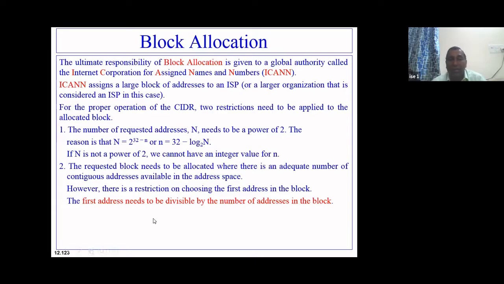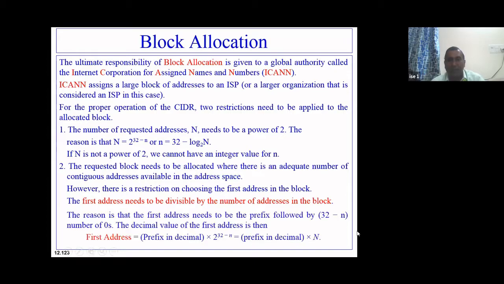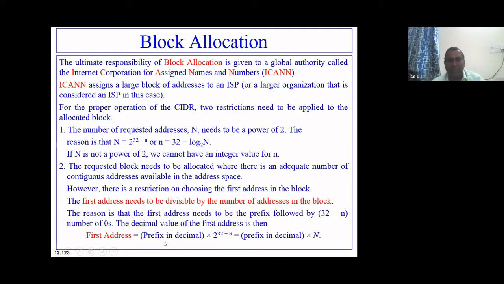The second restriction they have imposed is that the first address needs to be divisible by the number of addresses in the block. Now this is very important. Through an example, I'll explain how exactly this happens. So the first address is the prefix in decimal form times 2 raised to power 32 minus n. So prefix in decimal times the block size will be the first address, right?